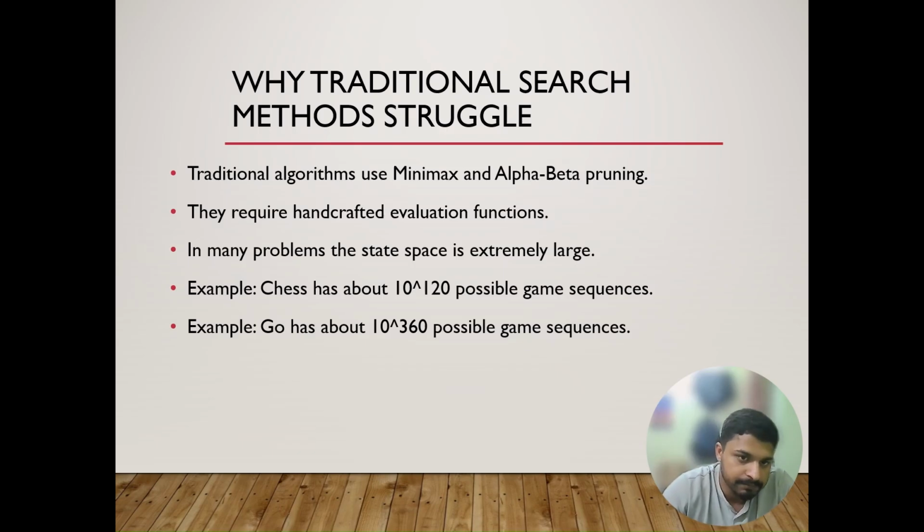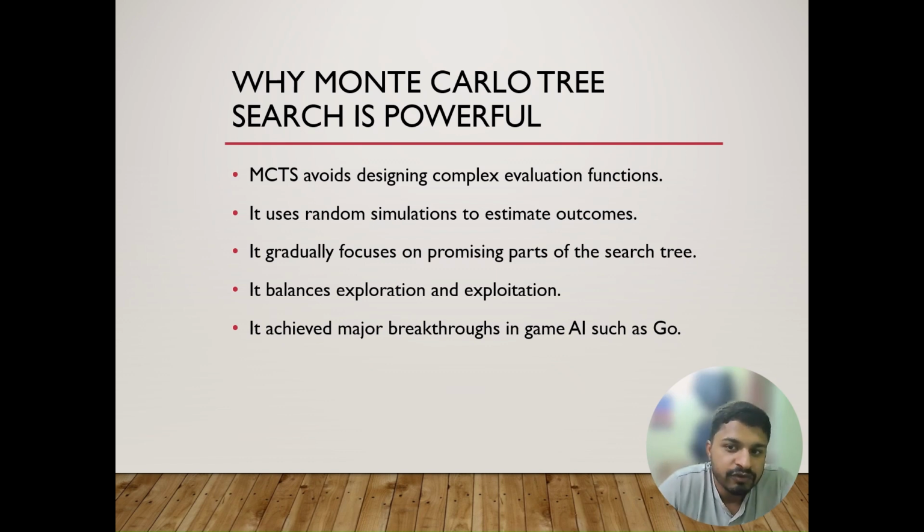In complex games like Go, strategic patterns are extremely complicated, making it very difficult to design an accurate evaluation function. The Monte Carlo tree search algorithm takes a very different approach. Instead of trying to analyze the entire tree or manually designing the evaluation function, MCTS relies on simulation and statistics. The idea is very simple and very powerful. From the current game state, the algorithm repeatedly simulates many possible games by making random and semi-random moves until the game ends.